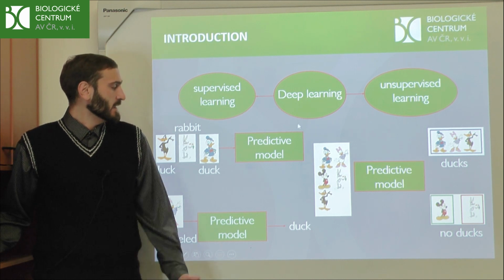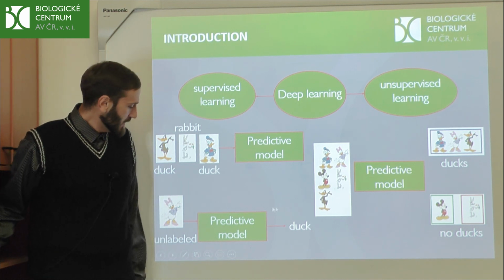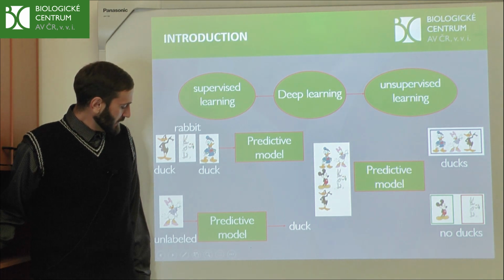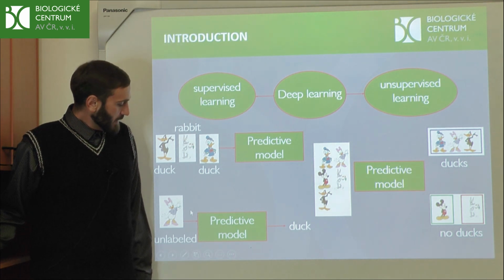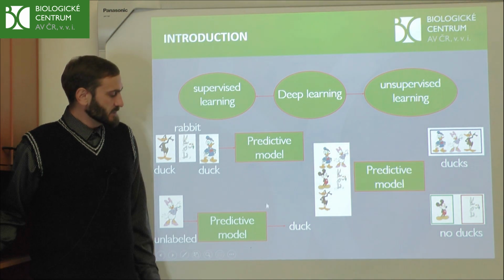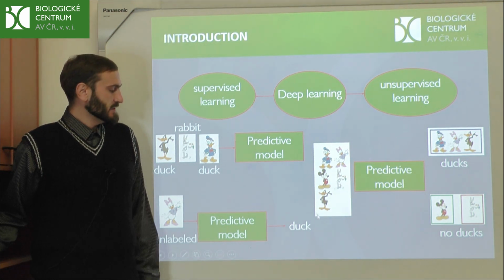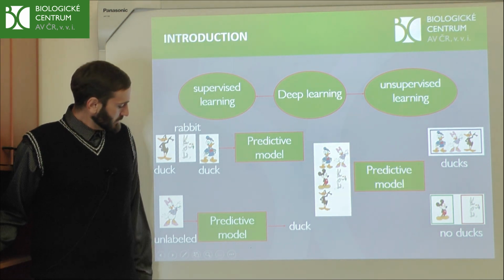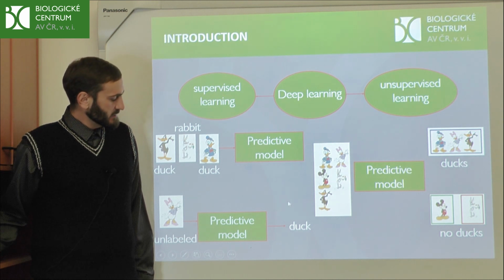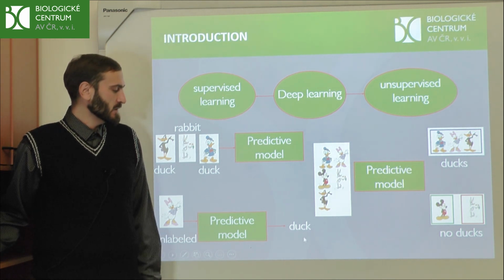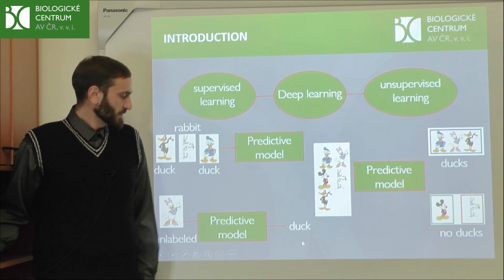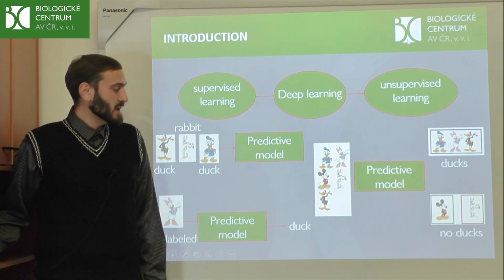And when we have this model, we can easily put an unlabeled photo into it, and the model can predict the label with some accuracy. On the slide we see that the model gives us the answer: it's a duck.